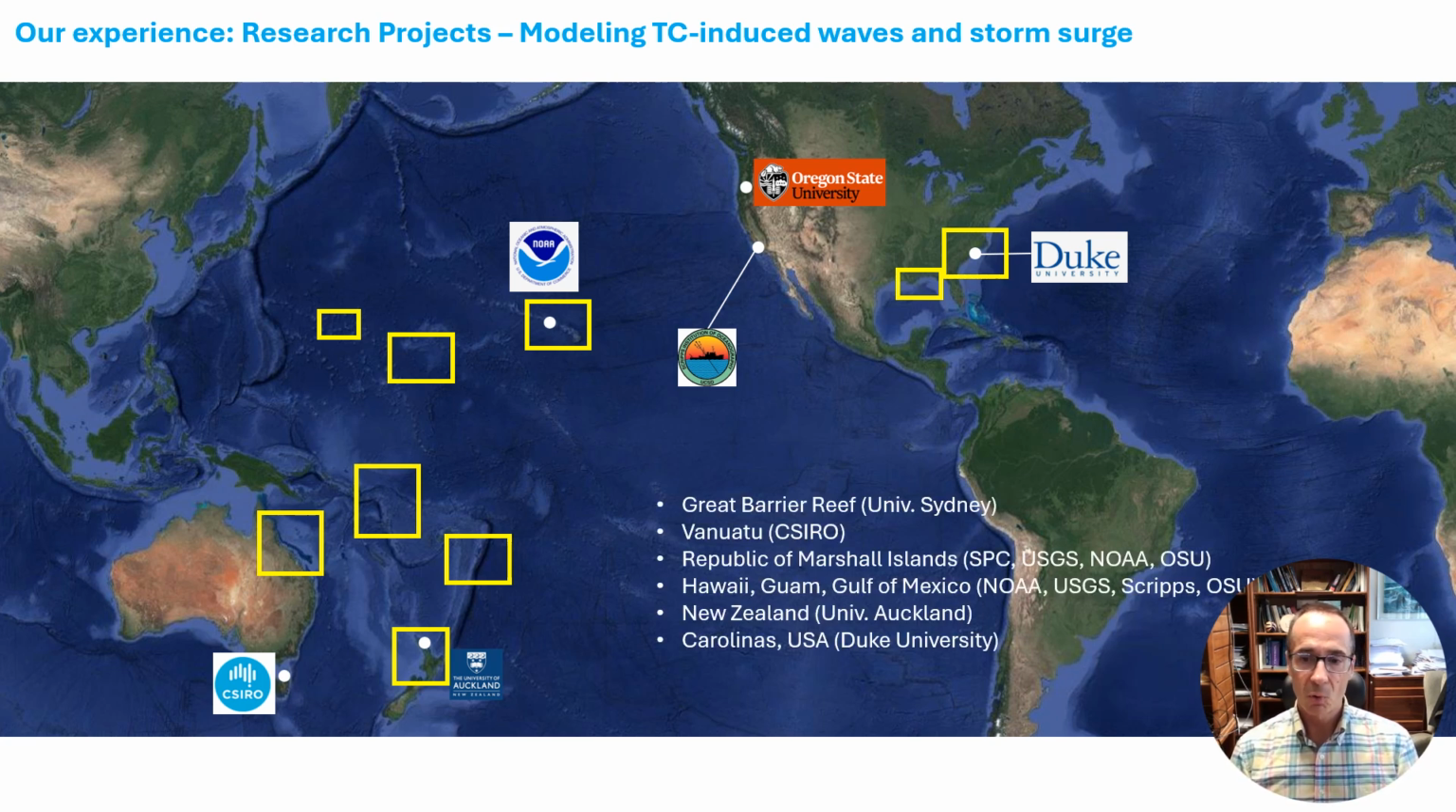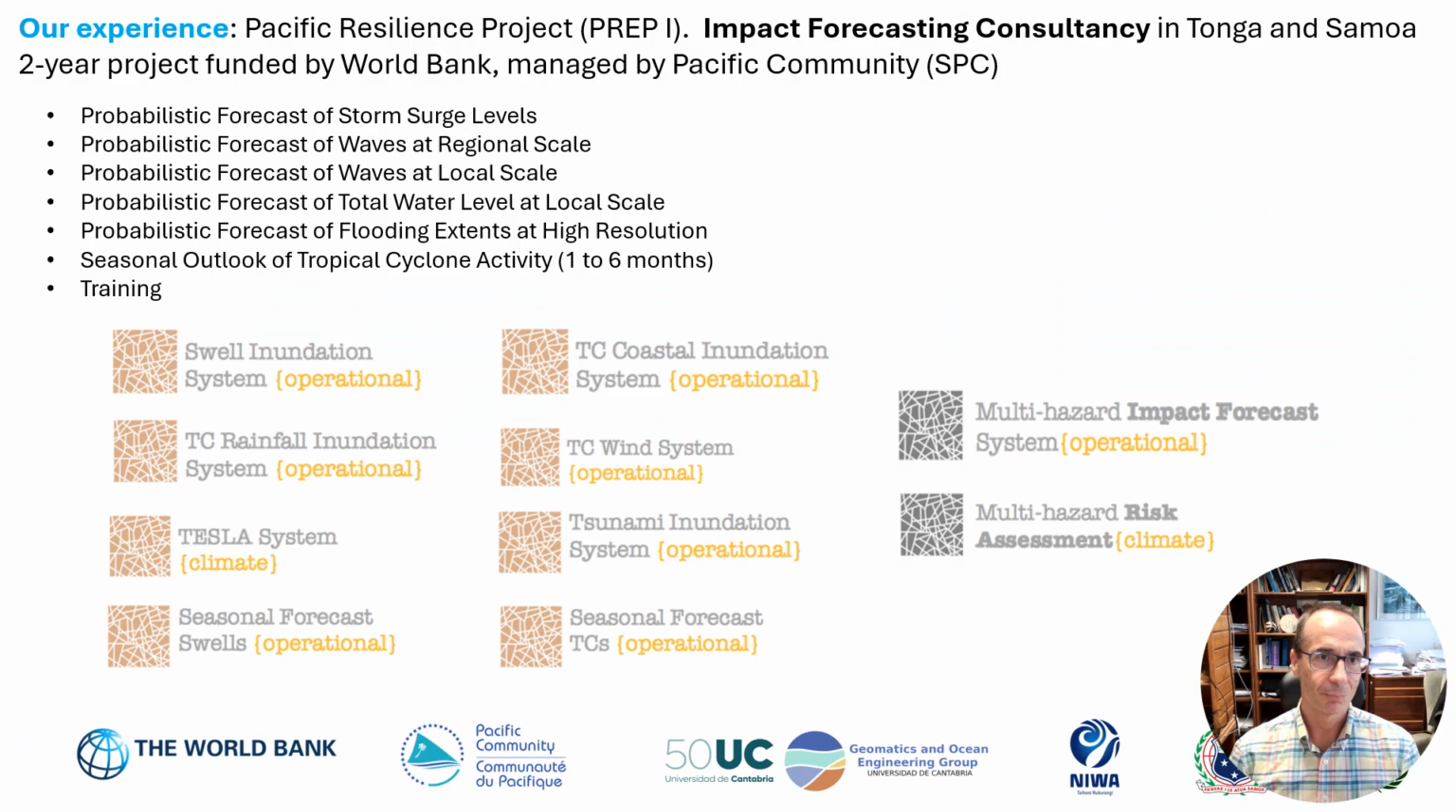So just as an example, we are collaborating with the University of Sydney, doing estimations of tropical cyclone-induced waves and storm surge levels in the Great Barrier Reef. We did a collaboration with CSIRO, a research center in Australia, for obtaining flooding maps in Vanuatu due to tropical cyclones, but we have also worked in the Republic of Marshall Islands, in Guam, in Hawaii, and recently we have started a project with Duke University for modeling the effects of hurricanes hitting North Carolina.